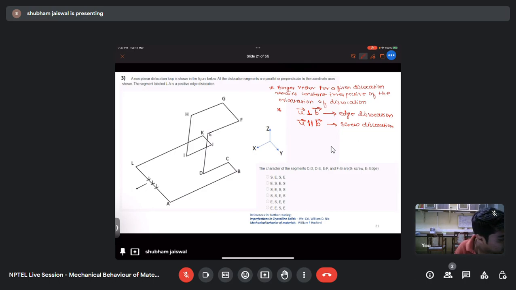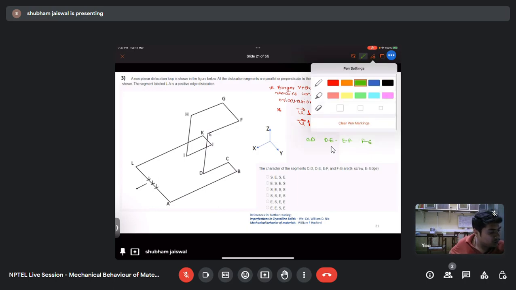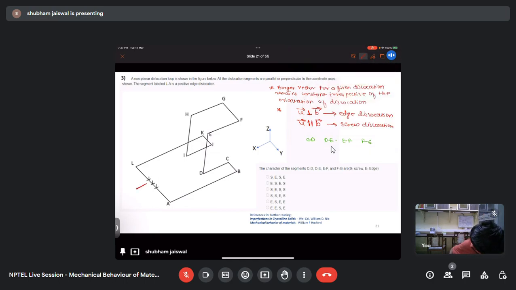So they are asking us the character of CD, DE, EF and FG. Okay, so here you can see that this is the direction of the Burgers vector given. And this is our line vector. Okay, so I will draw this line vector that I am highlighting in blue.